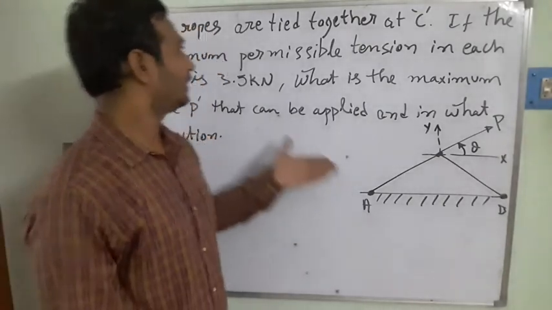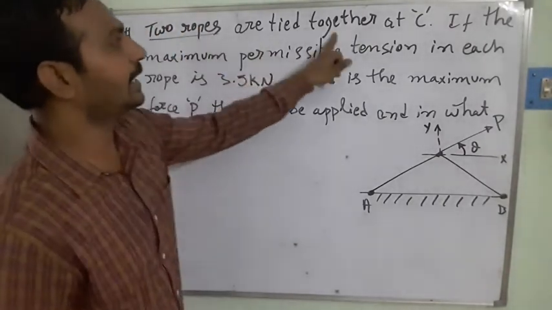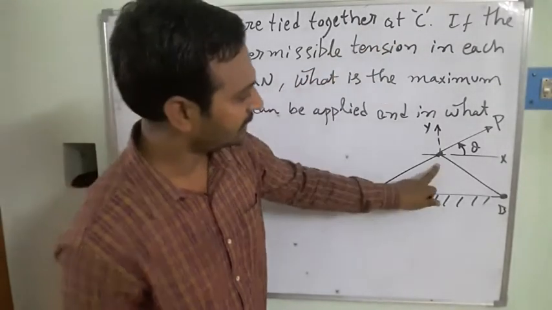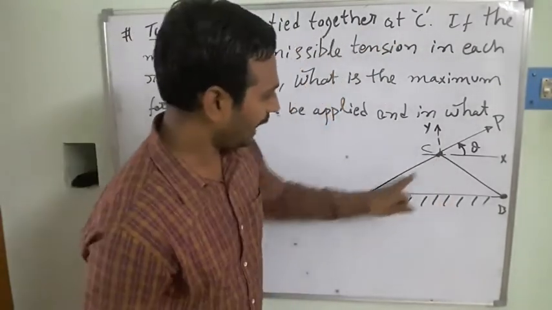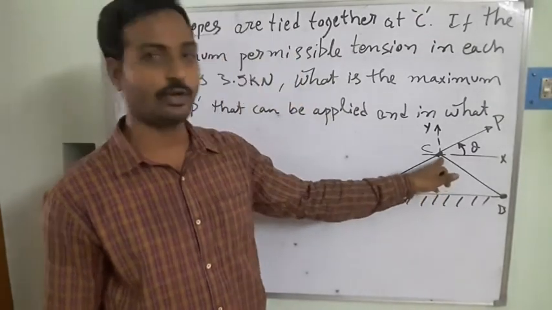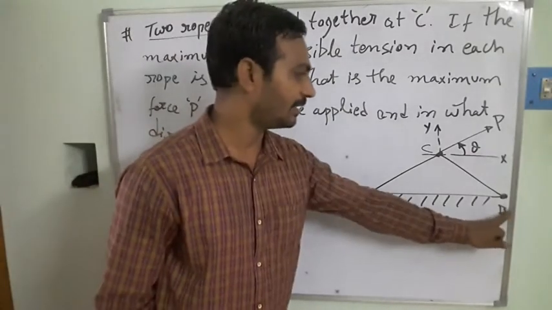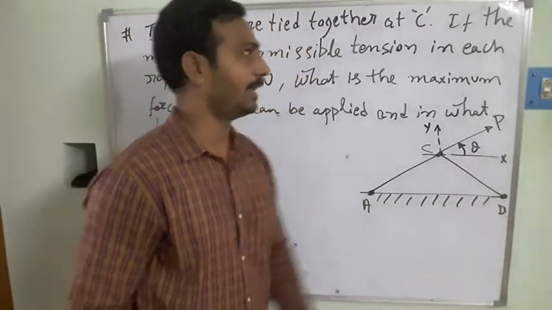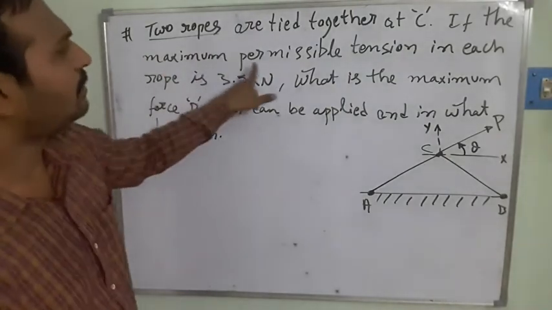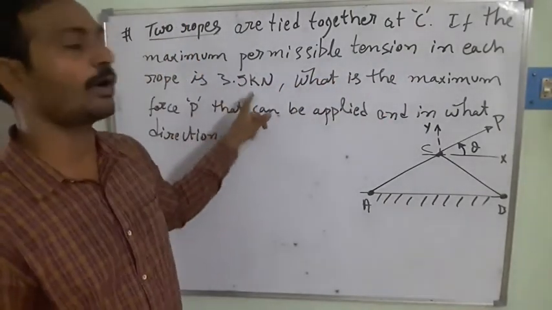In this problem, two ropes are given, and they are tied together at C. So this is the point C, and AC and BC are the two ropes, with their ends meeting at C. A is connected horizontally here, and the other end is connected at B. At C, the maximum permissible tension in each rope is 3.5 kilonewtons.